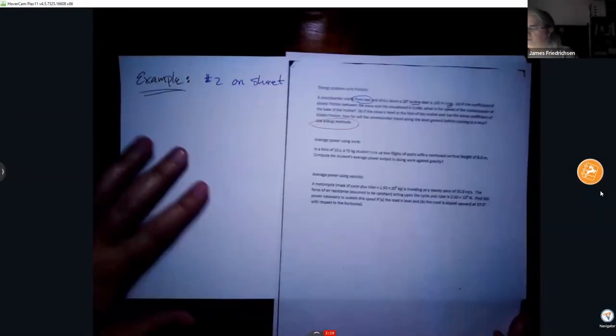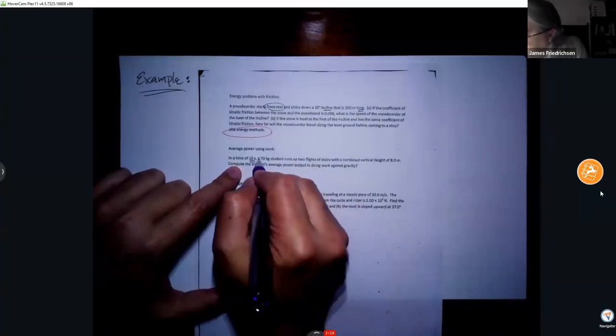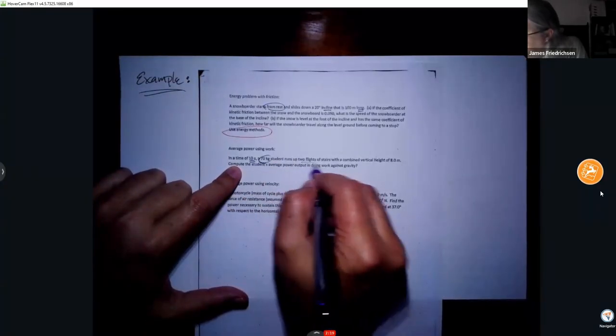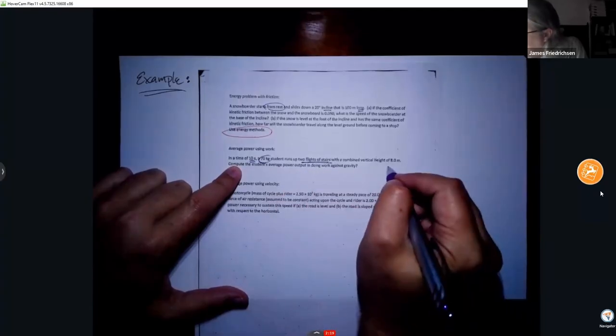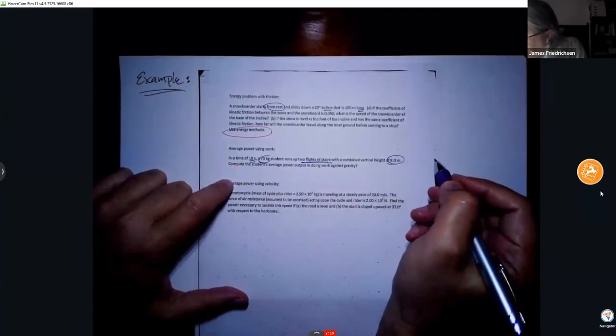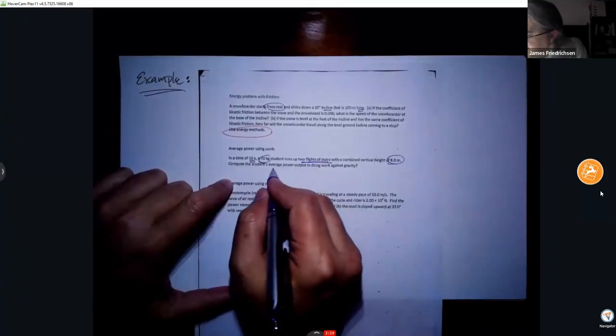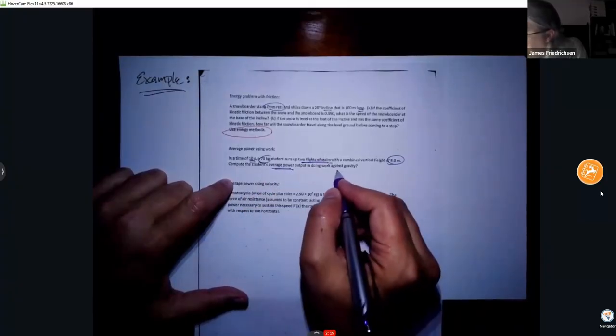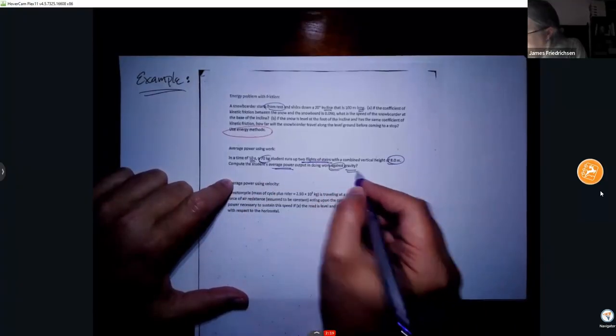Okay, so this one reads that in a time of 10 seconds, a 70-kilogram student runs up 2 flights of stairs with a combined vertical height of 8 meters. Compute the student's average power output in doing work against gravity.